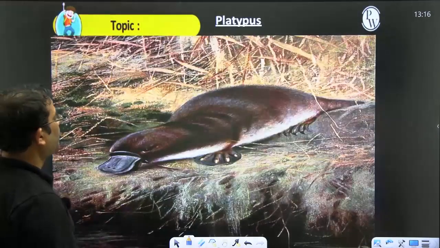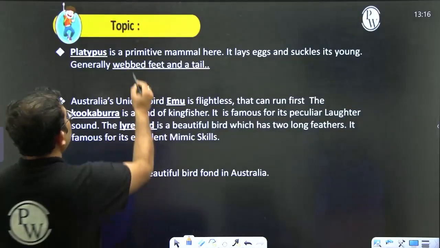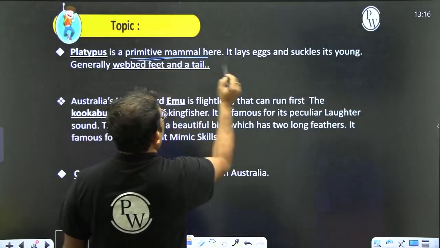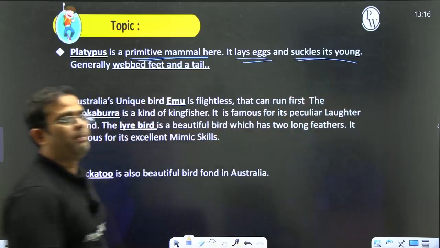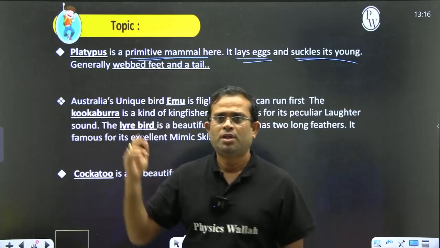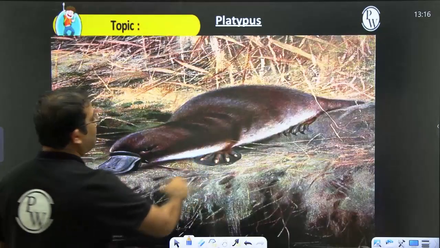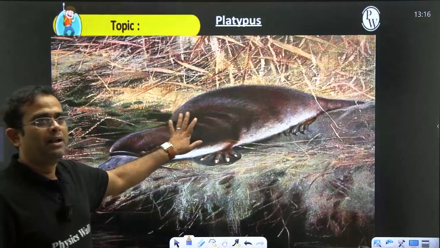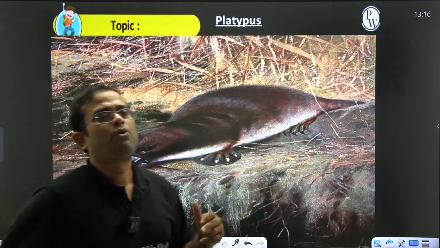Next, we come to the platypus. Platypus is a primitive animal here. It lays eggs and suckles its young. Why is the platypus an exceptional one? This is very important. It is basically a mammal, but it lays eggs. Generally, mammals do not lay eggs.